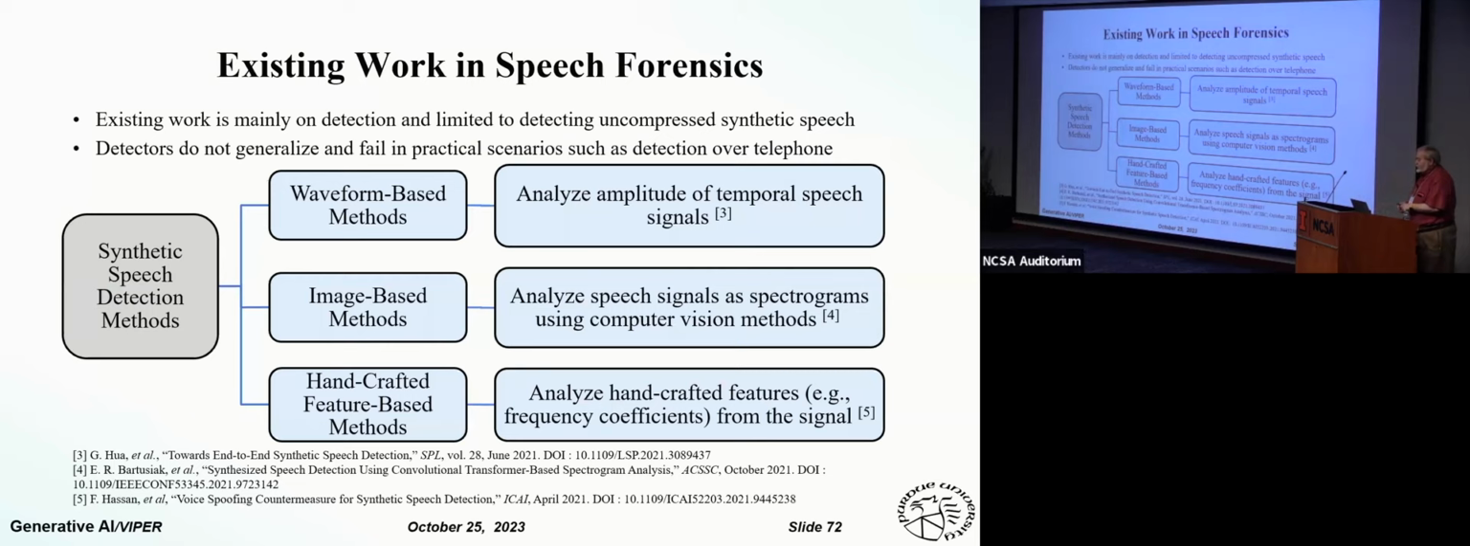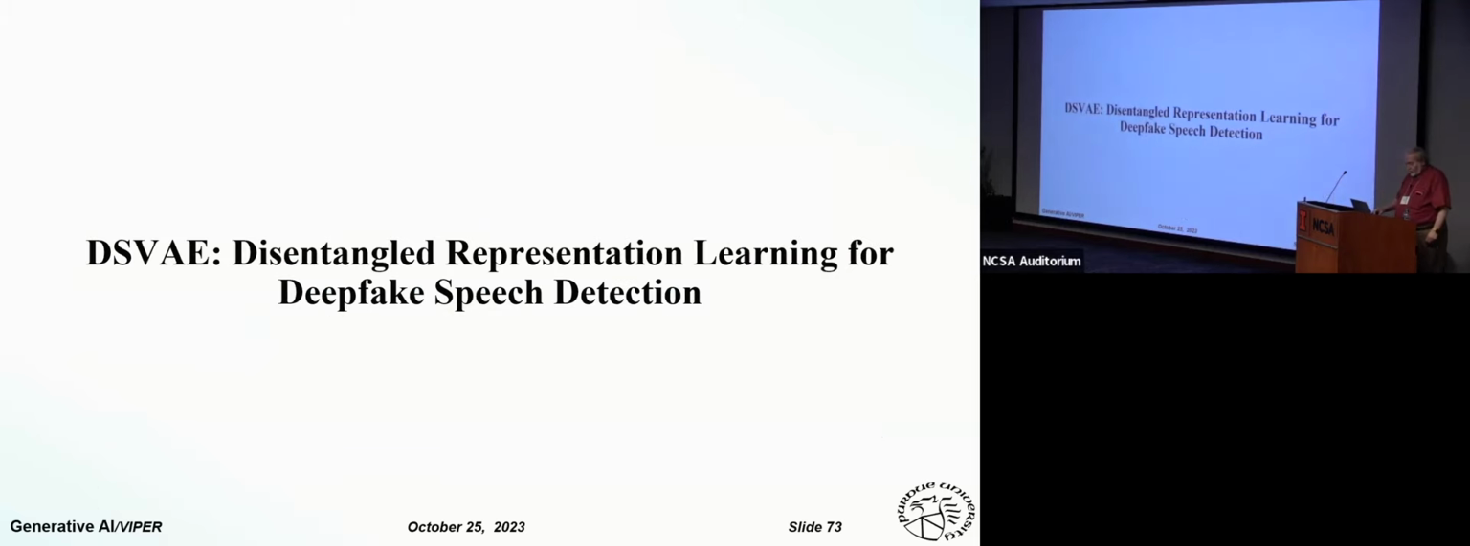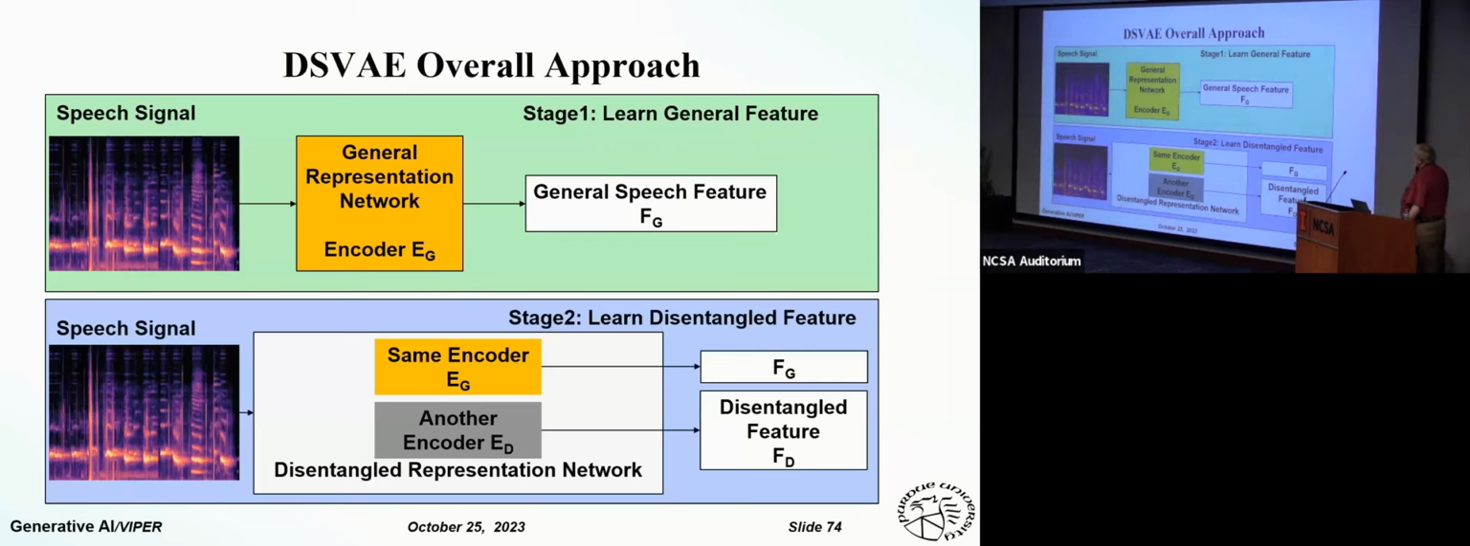Okay. This is sort of an overview of existing work in speech forensics. And we are looking at methods that are a combination of waveform-based and so-called image-based approaches. Here's one that we've done. This is a disentangled representation learning for deepfake speech detection. And again, the speech signal we're actually using is a spectrogram. It's actually a modified spectrogram. And then in a sense, but not completely, we treat that as an image and then do analysis on that and determine whether or not the speech has been manipulated or has been generated.